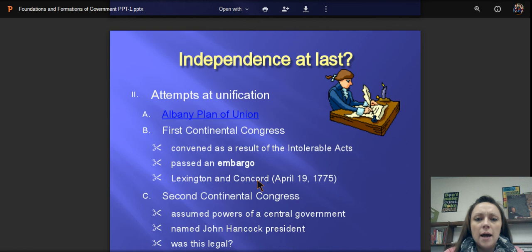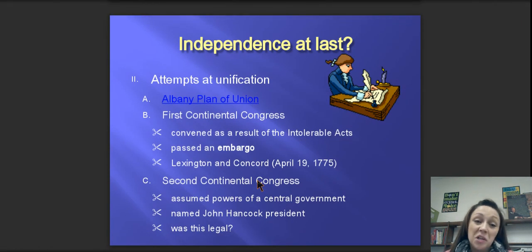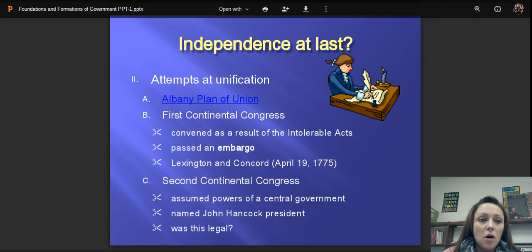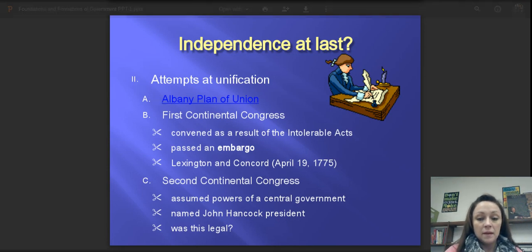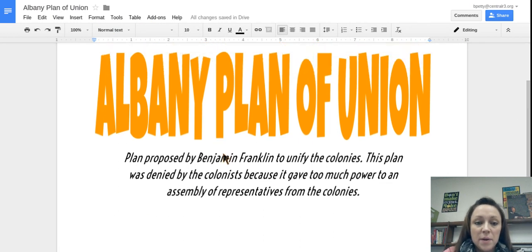So, moving on now. Attempts at unification started all the way back in the 1750s, and we don't really unite for independence until 1775, 1776. The first attempt at unification was something called the Albany Plan of Union. The Albany Plan of Union was drafted by Benjamin Franklin, and this was the first attempt at trying to unify the colonies.